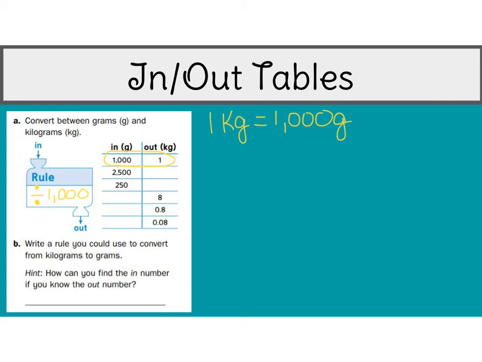Okay, so if we put 2,500 in and divided by 1,000, what would we get? We would get 2 and 5/10. So now if we put 250 in the machine and divide by 1,000, what would we get?